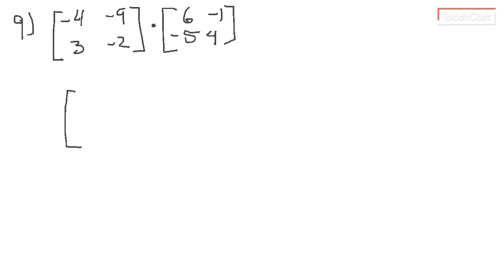So then the resulting product is going to be, we're going to go -4 times 6 plus -9 times -5 for that first element, and then the second element is going to be -4 times -1 plus -9 times 4.